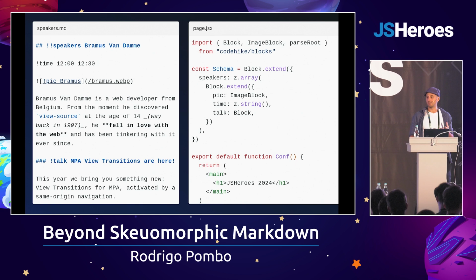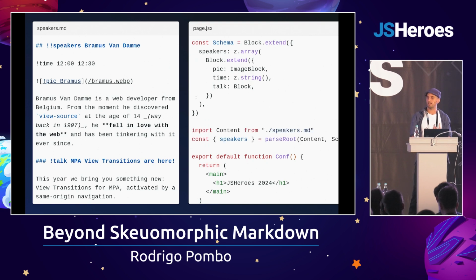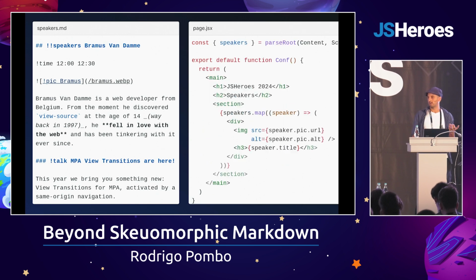So we start with the schema, saying that the content should have a list of speakers. Each speaker should have a picture, time, a talk. And then we can import this file and parse it. And now we have the speakers in our JavaScript. Here, I didn't even use React yet, right? We have the speakers as data in our JavaScript. And then with that, we can do anything we want.